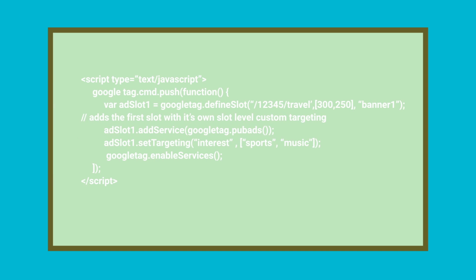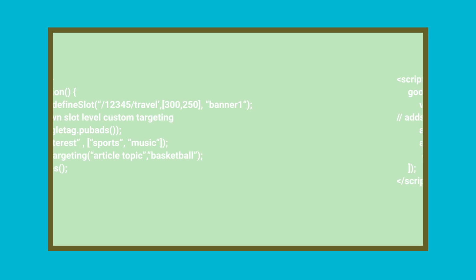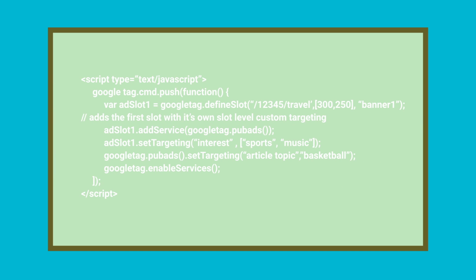For targeting that should be applied to the individual ad slots, you need to use the set targeting method to utilize slot level targeting. When targeting attributes are to be applied to all ad slots on your page, you need to use the Google Tags Pub Ads set targeting method to utilize page-level targeting.